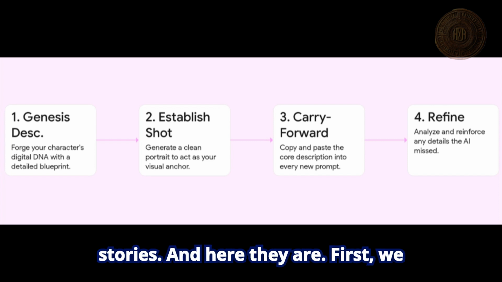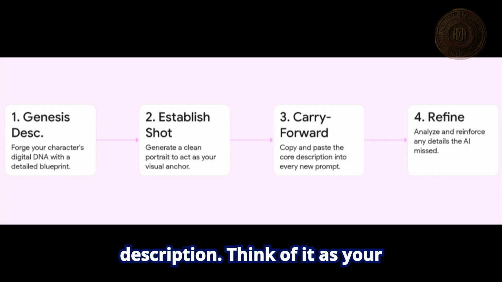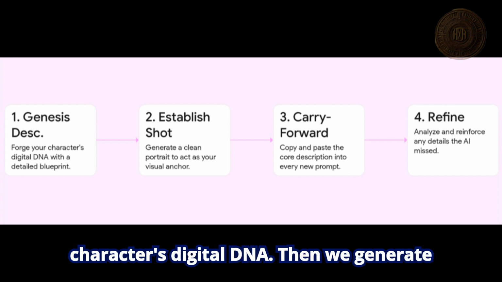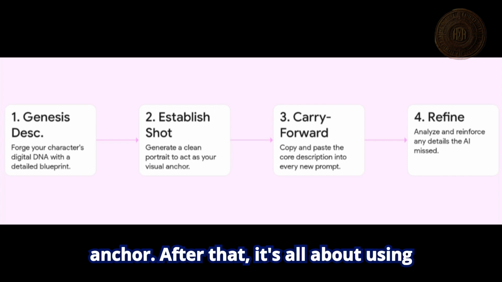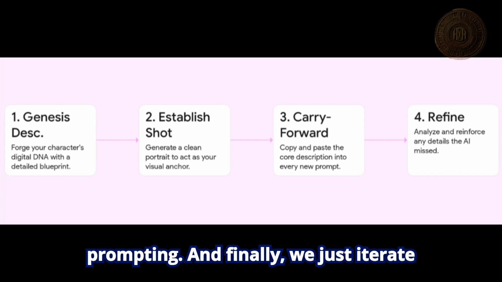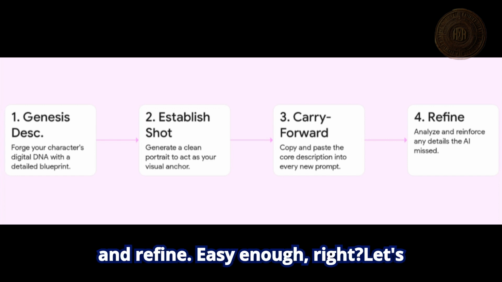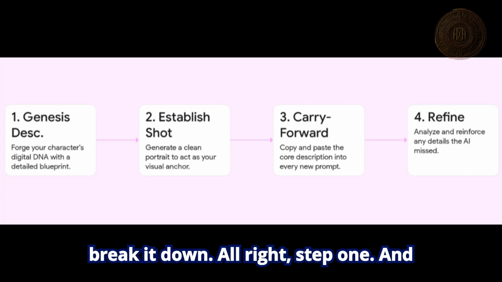And here they are. First, we create what's called the Genesis description. Think of it as your character's digital DNA. Then, we generate an establishing shot. That's our visual anchor. After that, it's all about using a technique called carry-forward prompting. And finally, we just iterate and refine. Easy enough, right? Let's break it down.